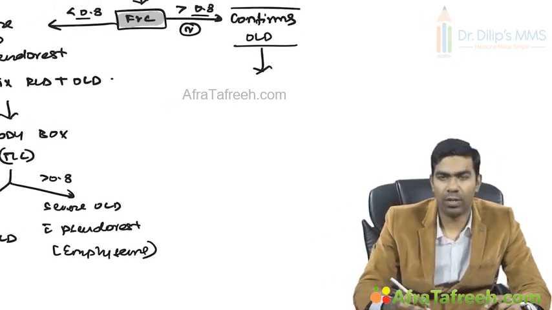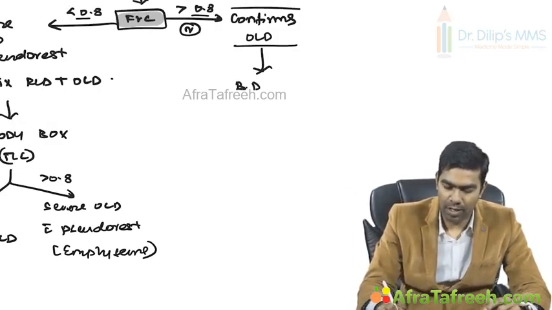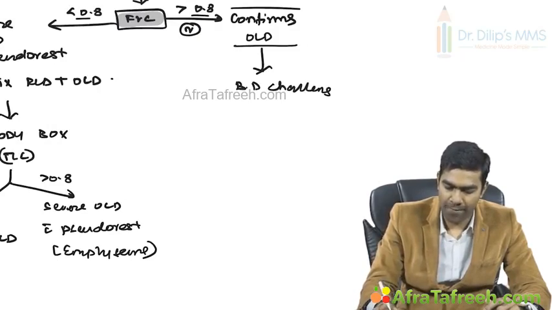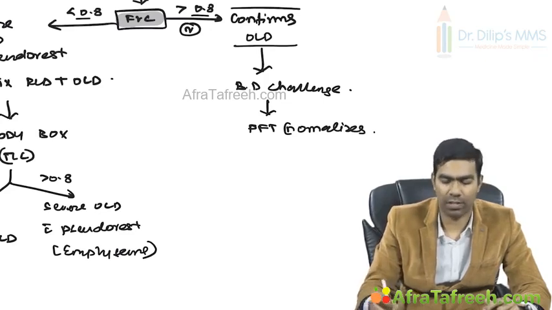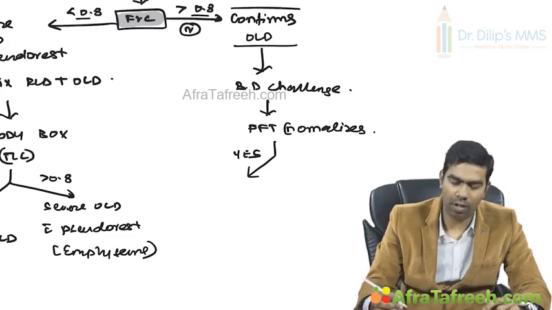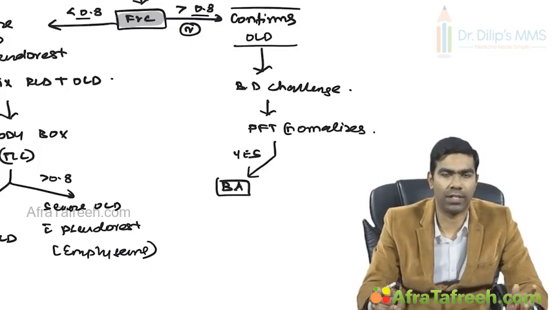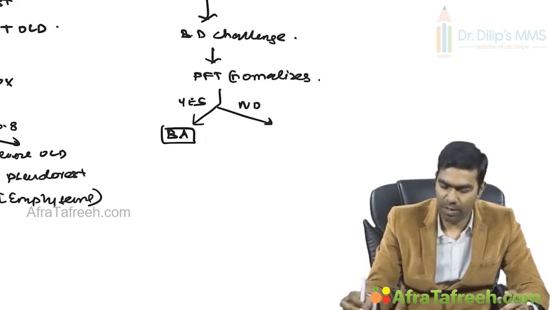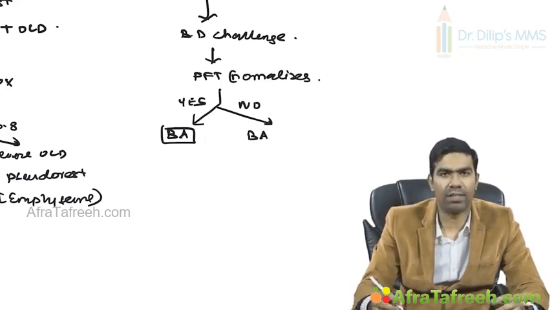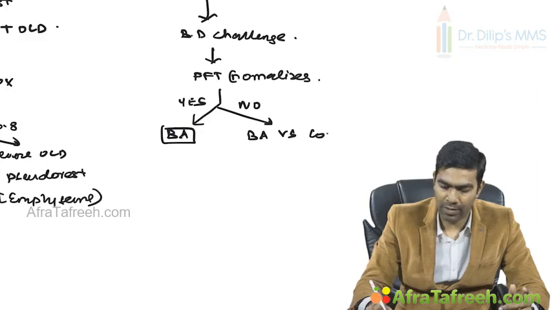Suppose I told you it confirms OLD, isn't it? So, now you have to find out what is the OLD. Give bronchodilator challenge and see whether the PFT normalizes or not. I am not telling the reversibility. If the PFT normalizes with bronchodilator, yes, it means definitely only one diagnosis is possible, bronchial asthma, because COPD by definition itself is fixed, it cannot normalize. If it doesn't normalize, then probably you are dealing with either a bronchial asthma variant with an overlap with COPD called chronic asthmatic bronchitis, or you are dealing with COPD.